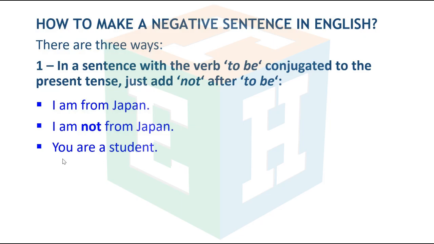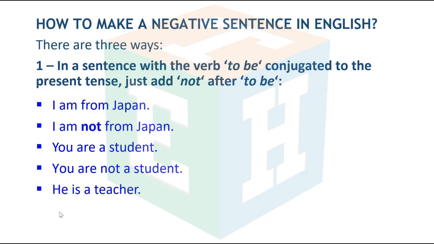You are a student. To make it negative, we add not after the verb to be, are. You are not a student. He is a teacher. He is not a teacher.